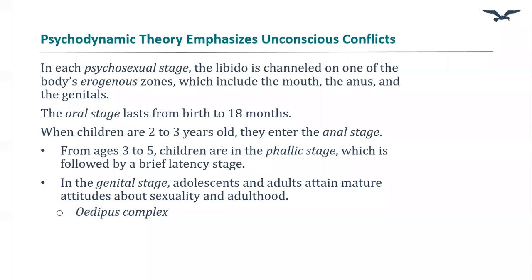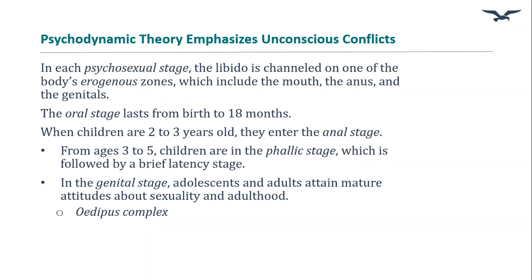So when we talk about the psychosexual stages, the libido is channeled on one of the body's erogenous zones, which includes the mouth, the anus, and the genitals. So when we're talking about the oral stage, this is going to be the first stage, and it lasts from birth to 18 months. And what he is saying here is that these children get their libido and their sexual pleasure from anything oral. So think about pacifier, nursing, a bottle, chewing on everything babies can find. They chew on everything. They put everything in their mouth. And he's saying that part of the reason they do that is because they get their sexual pleasure that way.